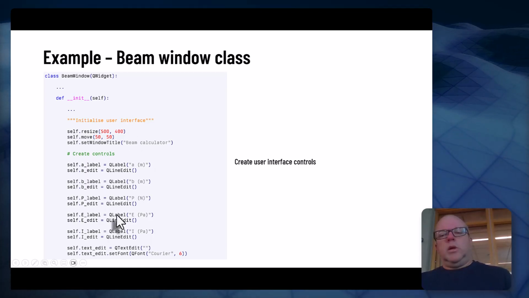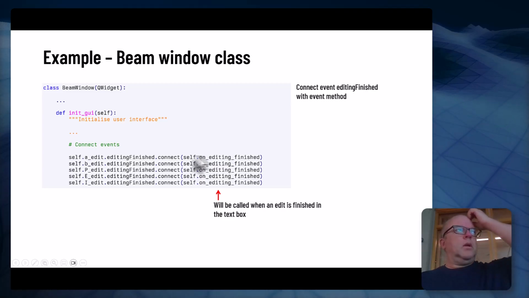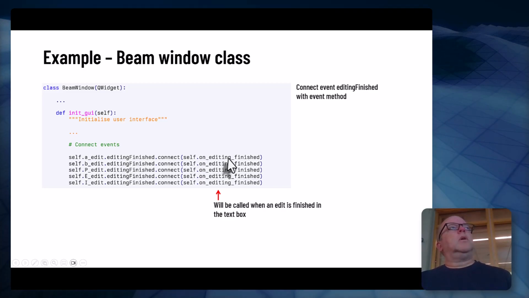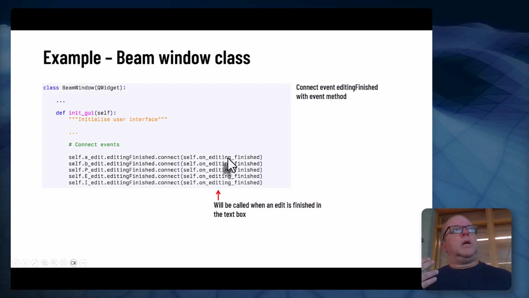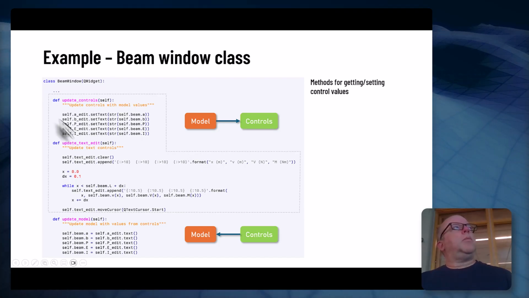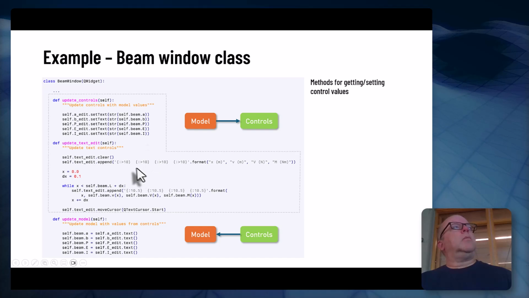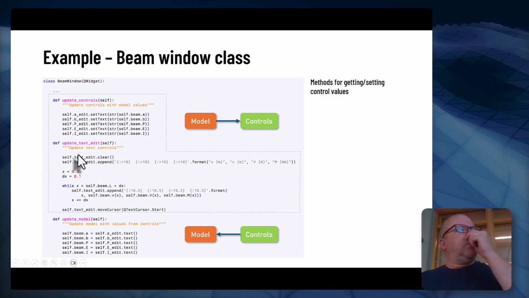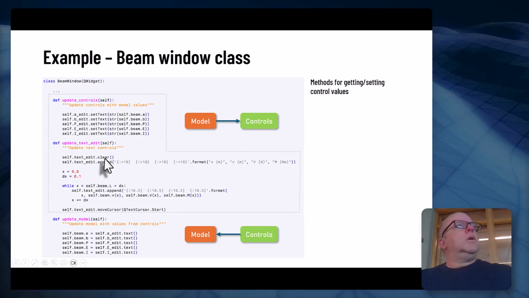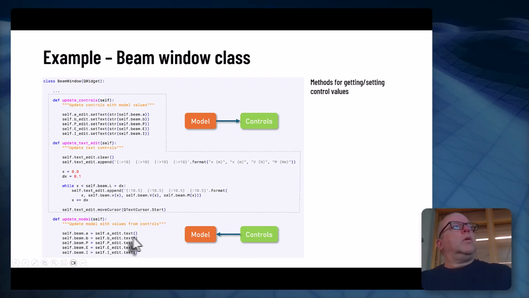And then here I create my user interface controls. And then also if you have an edit box here, there is an editingFinished connect, and that will always be called when you have entered a value and it will automatically update. So here you can see I have update controls with set text string self beam A, and then I will have update text edit here that will fill the text box with a table. It will clear the text box and I will append the format here, and then I will loop over here and calculate.